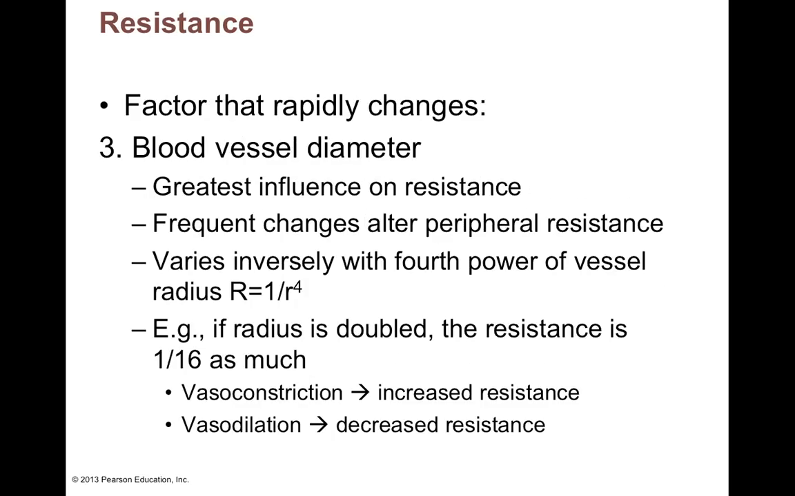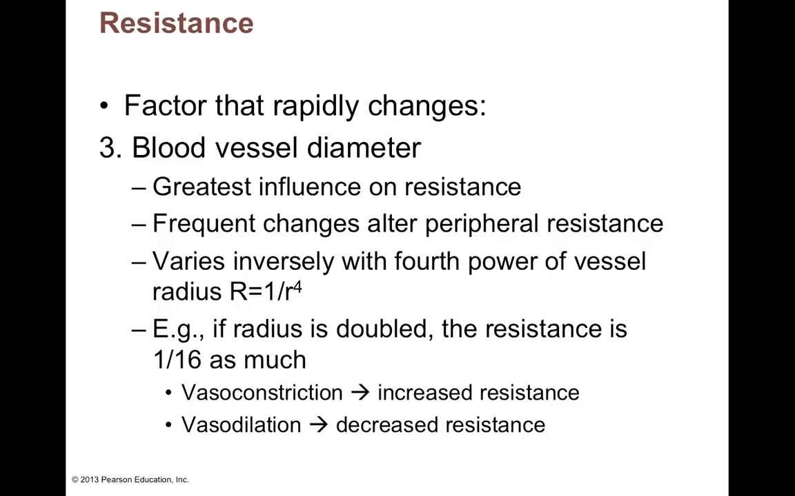So the next one, you guys, is blood vessel diameter. Now, this is the one that's really important to consider with respect to rapid changes in resistance and blood pressure. Okay. So here's the interesting thing, you guys. Not only does it have the greatest influence on resistance, but it also is the quickest to change. And it can change so quickly, your blood pressure can spike or drop in a matter of fractions of a second. Okay?